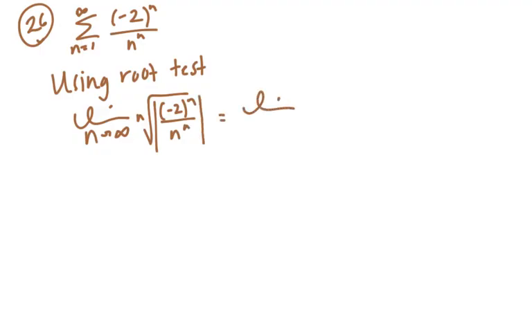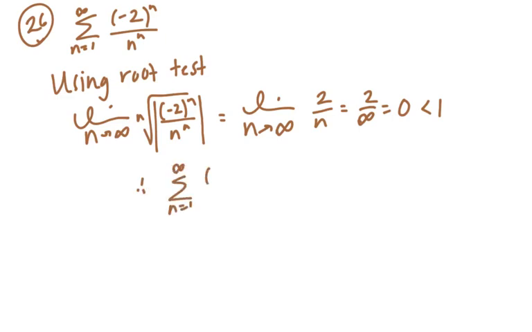Now that gives me the limit as n approaches infinity. The absolute value deals with the negative, and we end up with 2 over n, because the nth root takes away the n power. That means we have 2 over infinity, which approaches 0, which is less than 1. Therefore, the series from n equals 1 to infinity of (-2)^n over n^n is absolutely convergent.